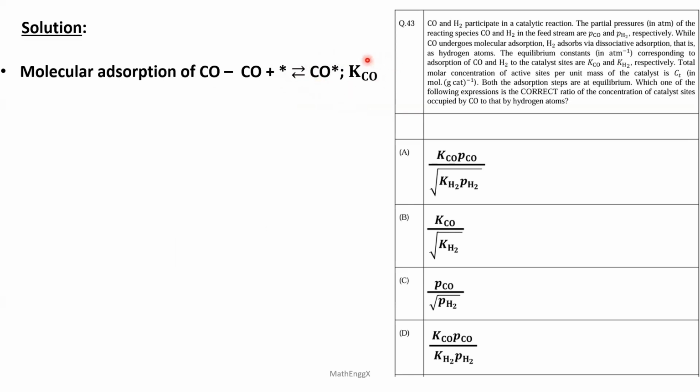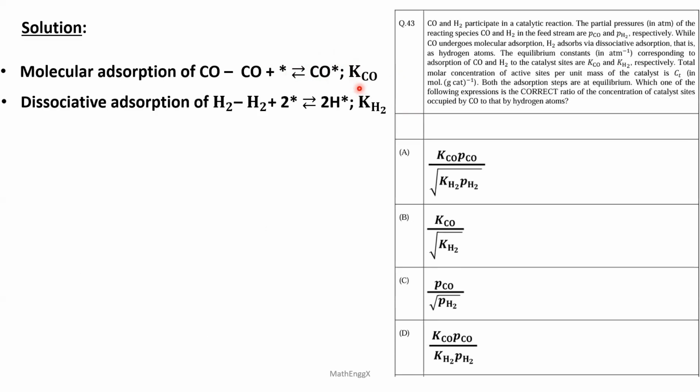The equilibrium constant for this reaction is KCO. Also, the hydrogen is known to adsorb dissociatively. So hence H2 will interact with two active sites of the catalyst, giving rise to 2H star, which is basically two hydrogen atoms adsorbed over two active sites of the catalyst. The equilibrium constant for this step is KH2.